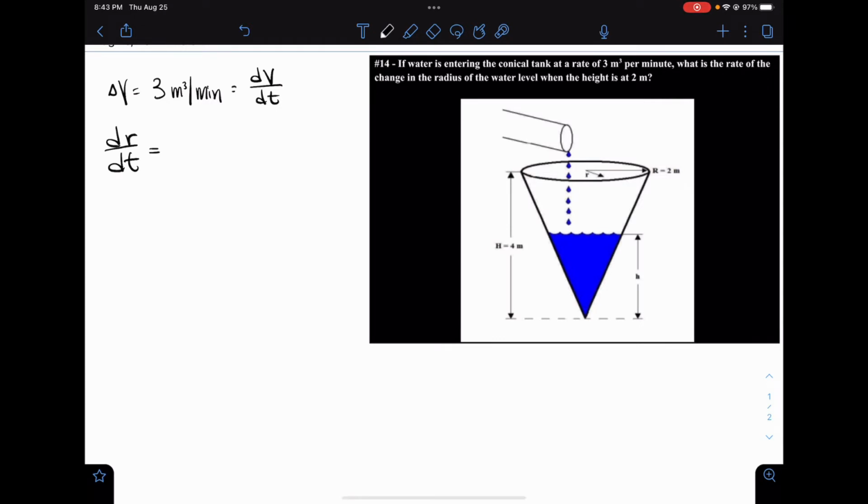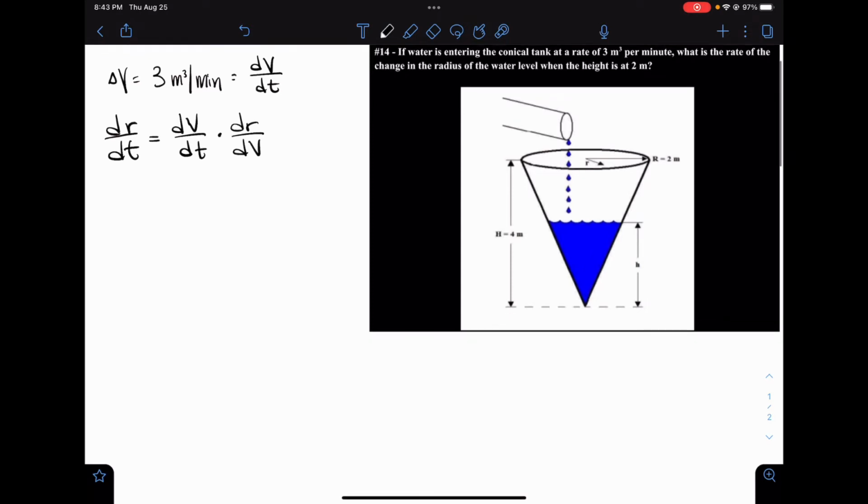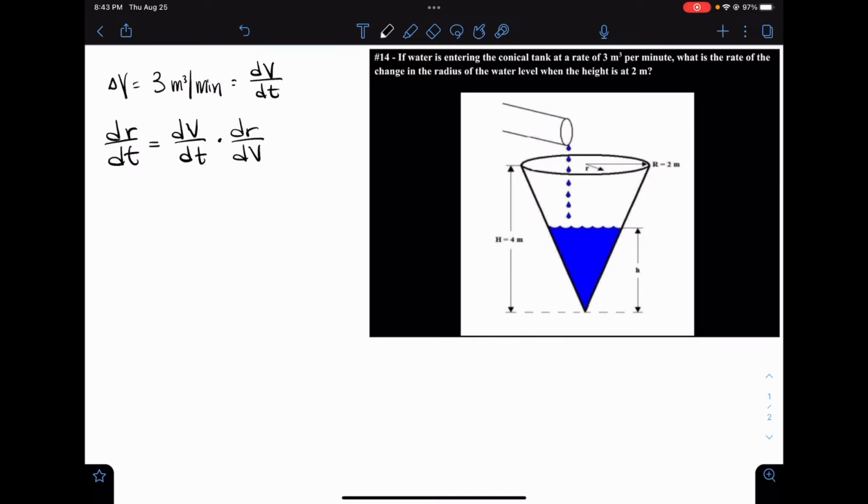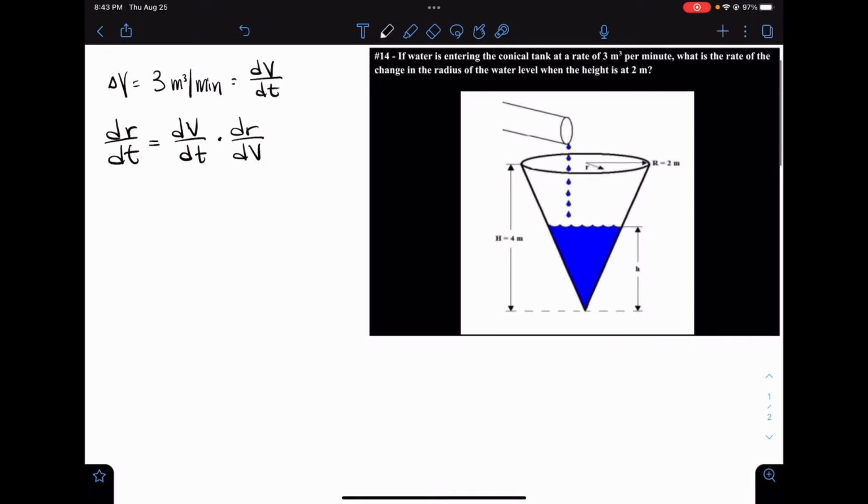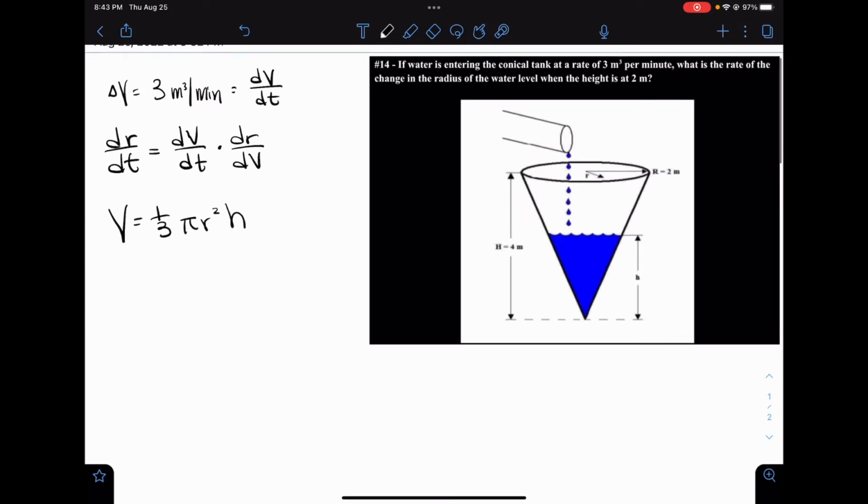If we're looking for dr/dt, dV/dt can give us the time component of that, which means what we need to find is the radius portion, and we need to cancel out the volume part of it. So we're looking for some relationship between radius and volume. Next we want an equation with both those components in it, and that's very easy. We know that the volume equation for a cone is 1/3 pi r squared times height.